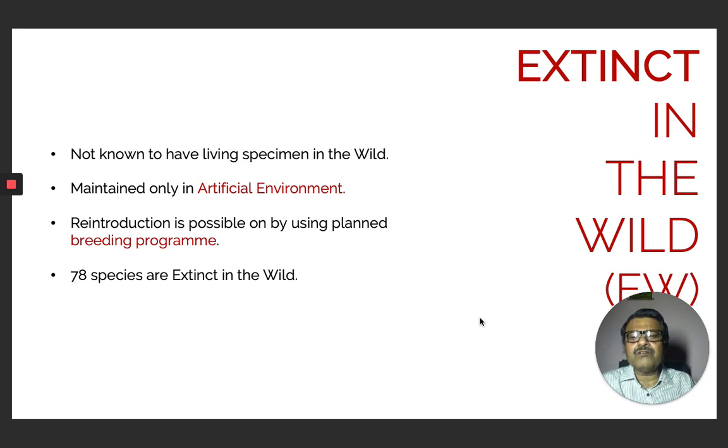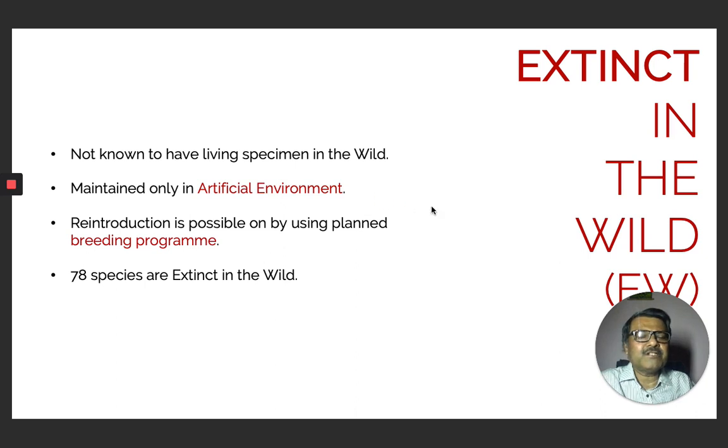So there is not known to have living specimen in the wild. If any of the specimen is not present in the wild, they may be maintained in the artificial environment. So in wild condition the species is not present, but in artificial environment they can be maintained. They can be reintroduced by several plant breeding programs. So if by plant breeding program their reintroduction is possible, they may live in artificial environment, but their existence in wild condition is not there.